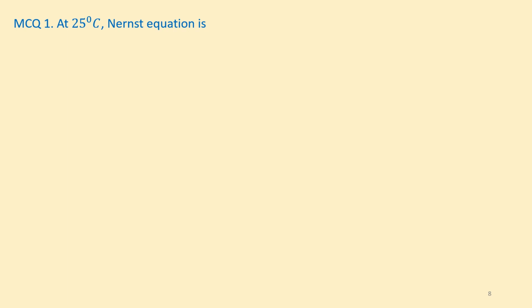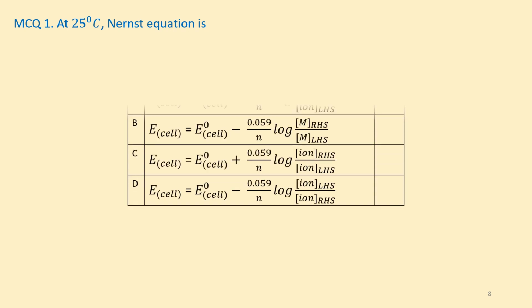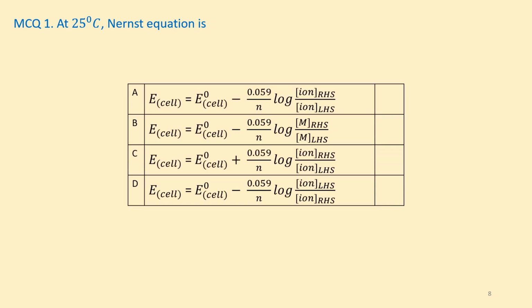So now we will answer multiple choice questions. Here the question and possible answers are given. You have to identify the correct answer and mark it. So we will take up MCQ 1, that is the first multiple choice question. At 25 degrees centigrade, Nernst equation is, please read the table.